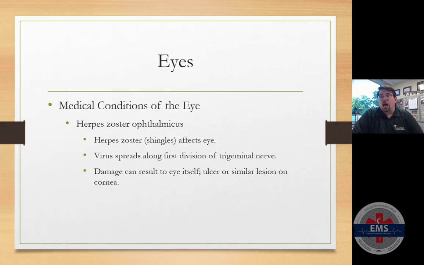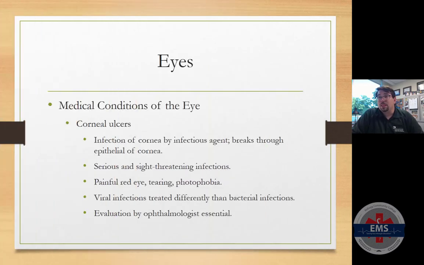Herpes zoster ophthalmicus is another one that we would see. This is the herpes zoster virus, or the shingles virus, and it's where it gets into the eye. Again, very dangerous because it can spread very quickly to the first division of the trigeminal nerve, and the damage can result in damage to the eye and similar lesions to the cornea, losing permanent sight.